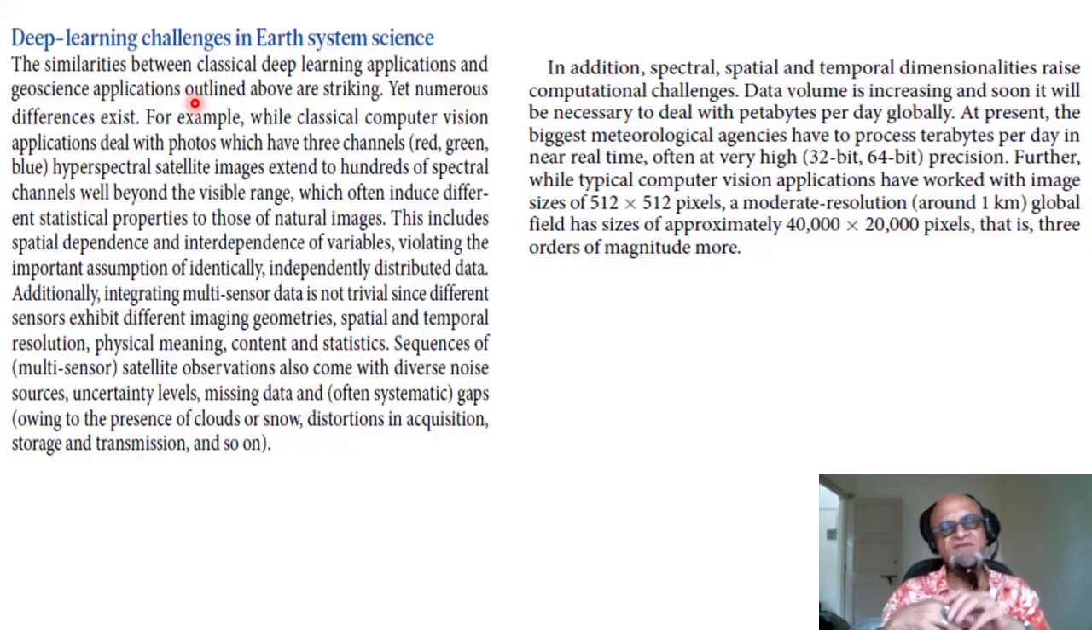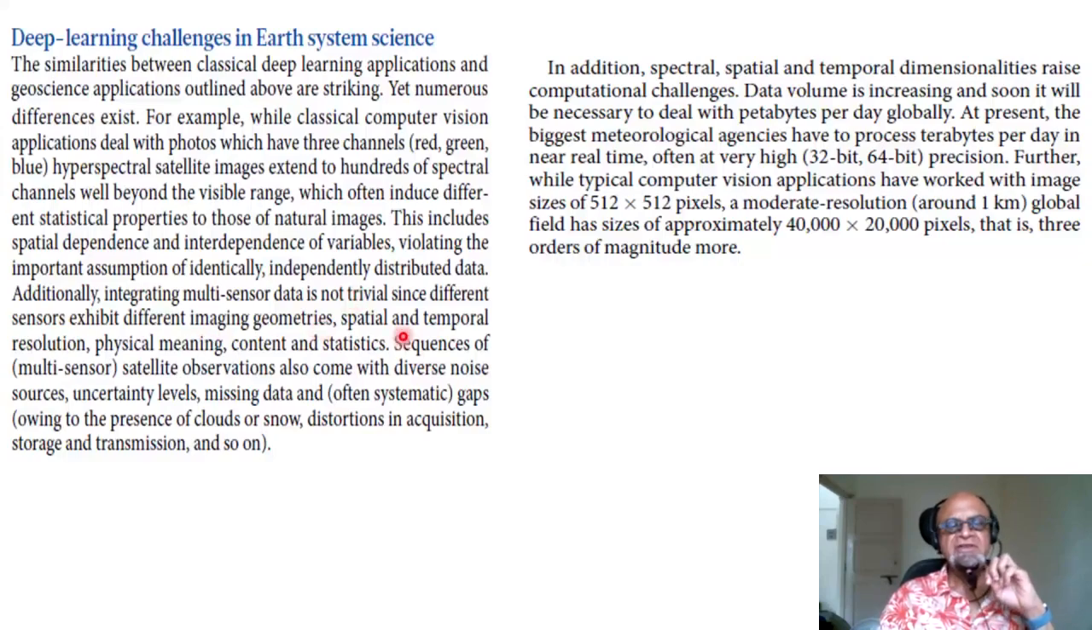So these memory effects are very important in geoscience applications, but these are additional examples of hyperspectral images versus just RGB images, for example. This includes spatial dependence and interdependence of variables, violating the important assumption of identically independently distributed data. So if you have temperature, precipitation, winds and rainfall, they are not independent. They are all related to each other in a very dynamic and thermodynamic way.